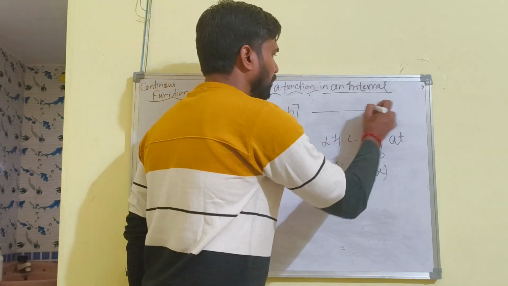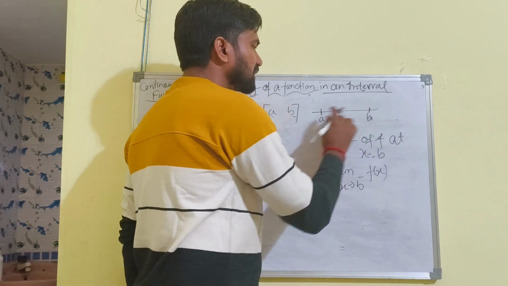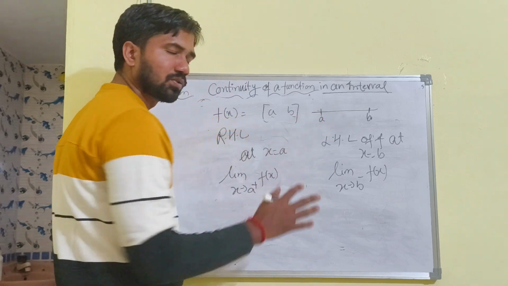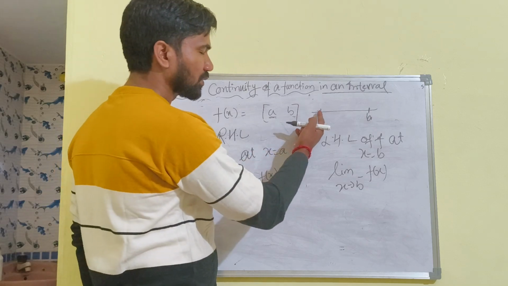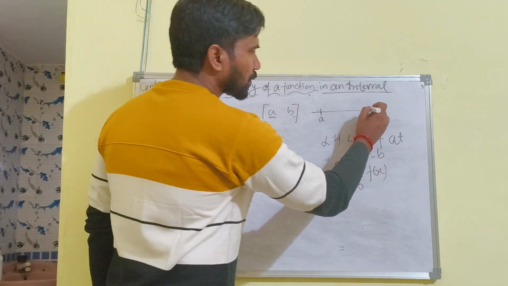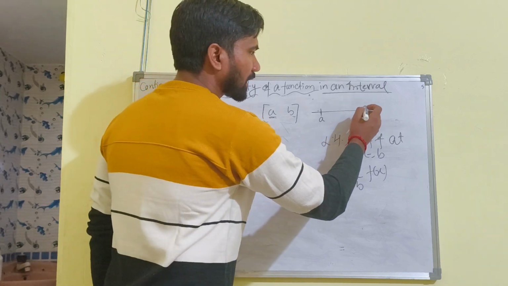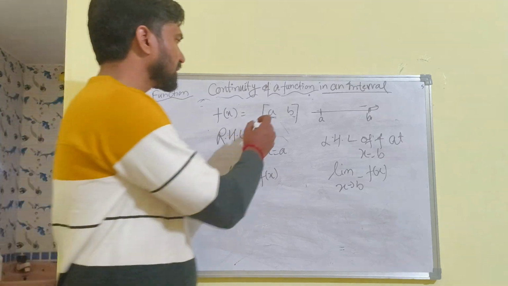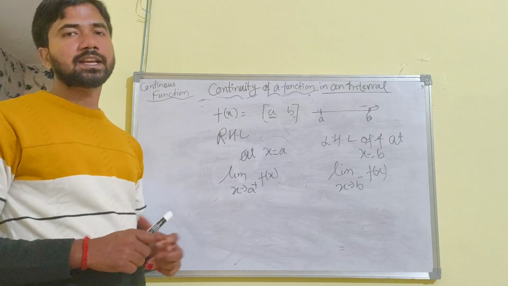Suppose this is the point a and this is the point b. If the function is defined only from this to this, what is the logic to check before this? No logic. So here we have to check only the right hand limit at a, because there is no need to check the left limit. On this side, the function is defined only up to b, so at b we check only the left hand limit. If this holds, then we say this function is continuous in the closed interval [a, b].